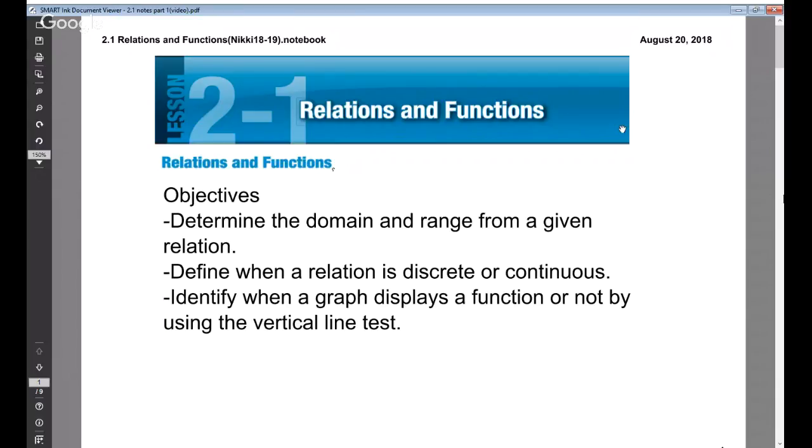Right, class, this video is going to cover the first part of section 2.1, relations and functions. Our objectives for this video: determine the domain and range from a given relation. Also, we're going to define when a relation is either discrete or continuous. And then lastly, we're going to identify when a graph displays a function or not by using the vertical line test. So let's go ahead and get started.